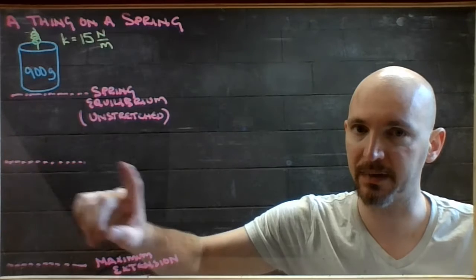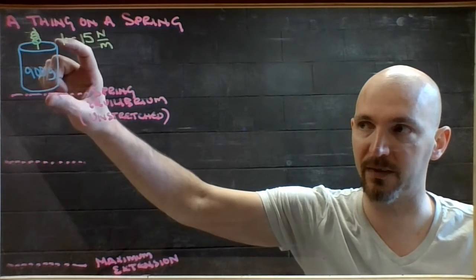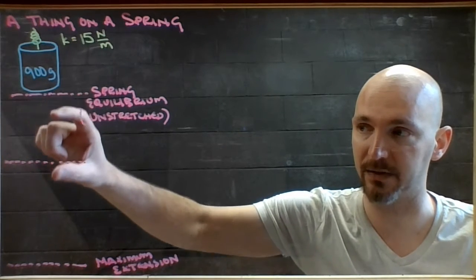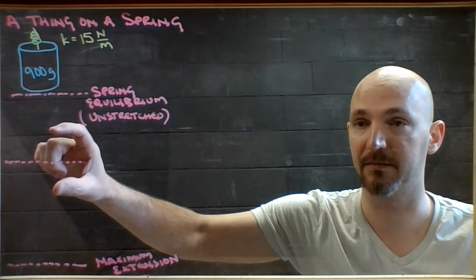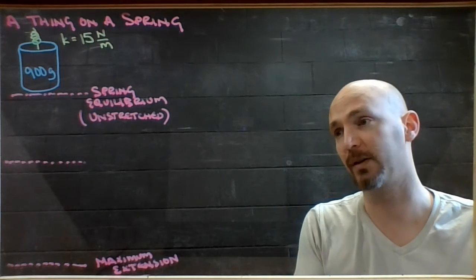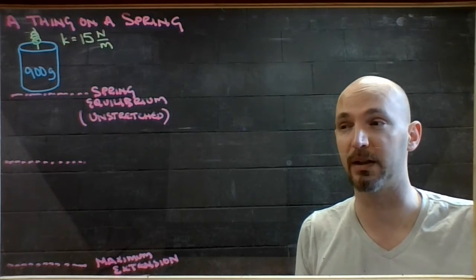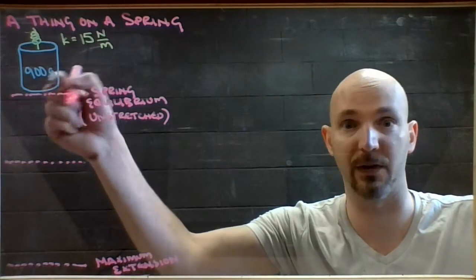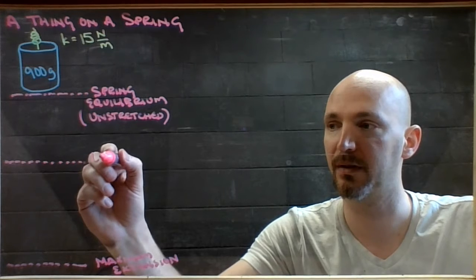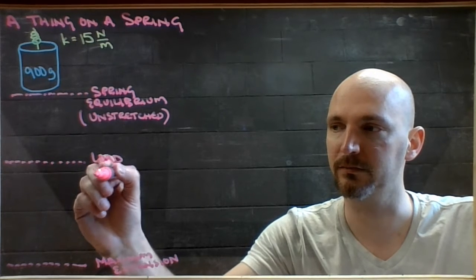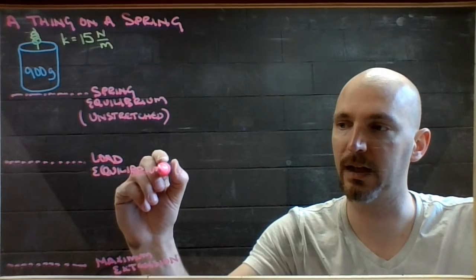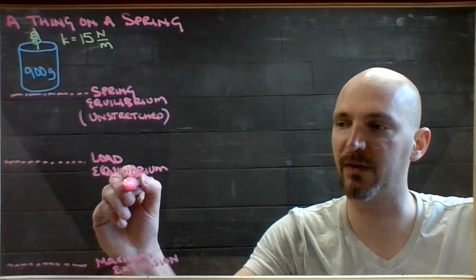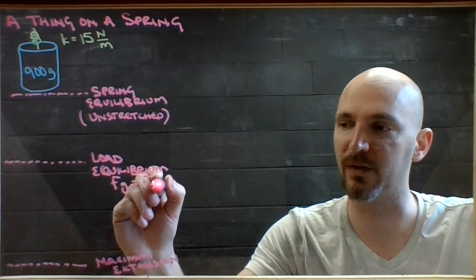But there is a place in between where if I took my hand and settled the spring at that spot, it would just hang. We're going to label that as the load equilibrium. Load is just referring to this 900 grams. And that's the place where the force of gravity equals the force from the spring.